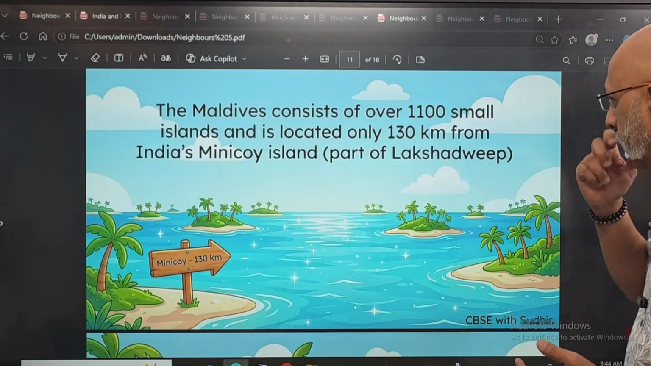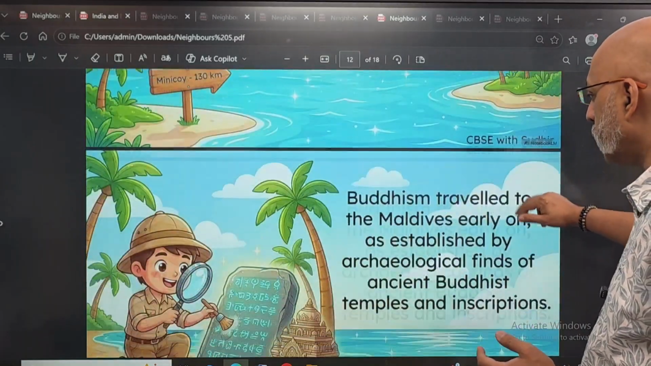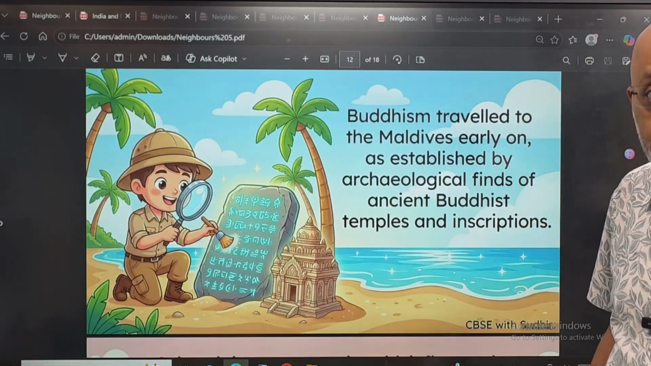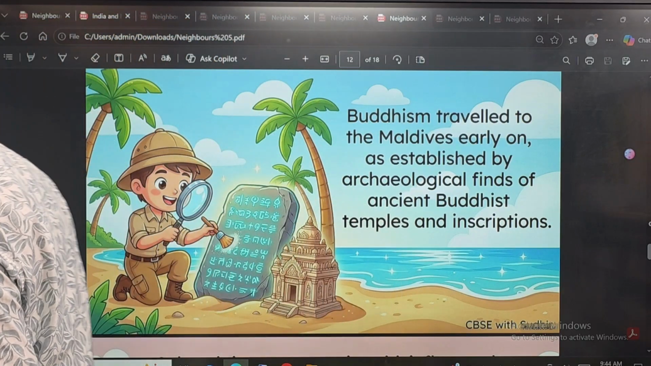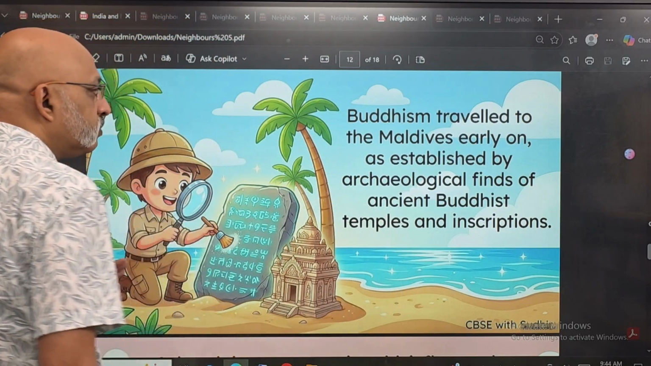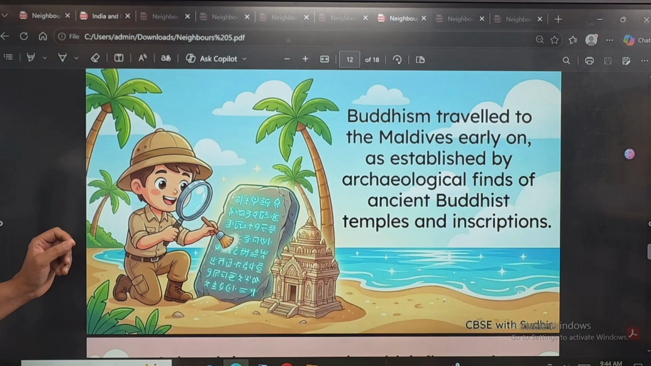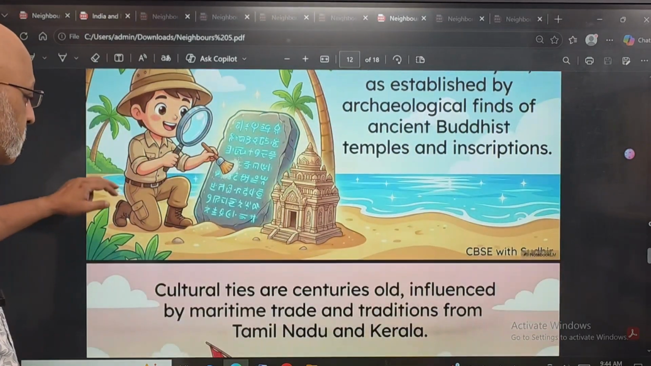So this is the Maldives. Now here also you have the influence of Buddhism. So you realize that Buddhism has been a major influence. Buddhism traveled to the Maldives early on, as established by archaeological finds of ancient Buddhist temples and inscriptions.